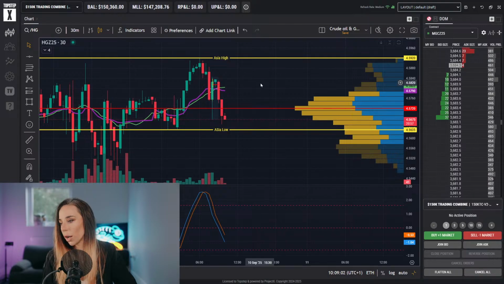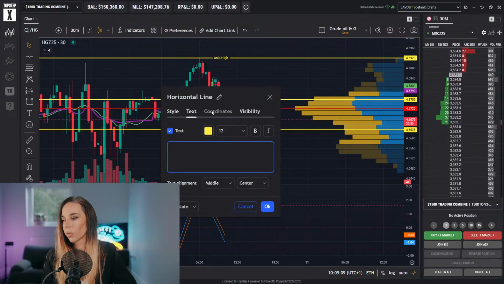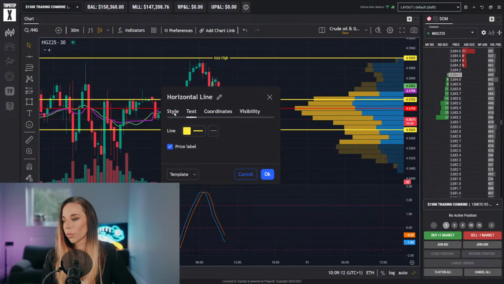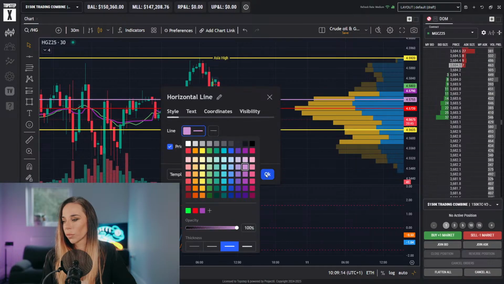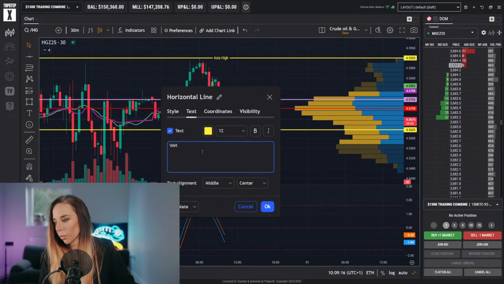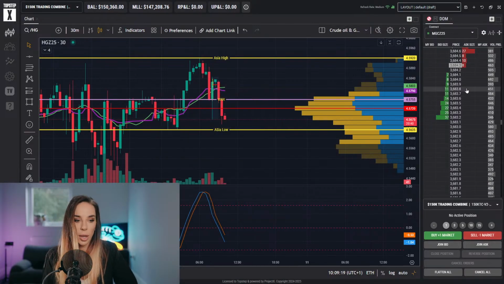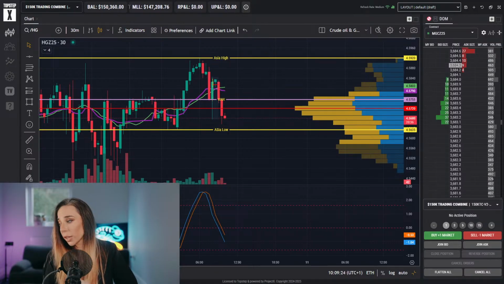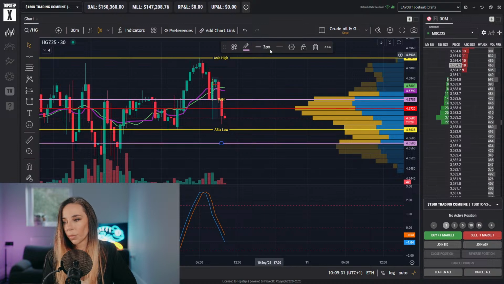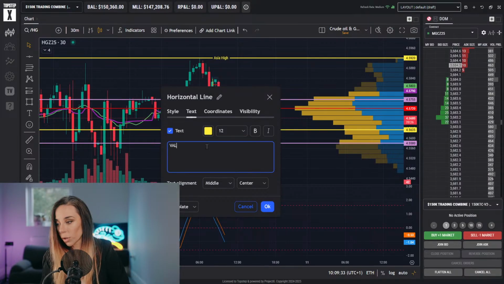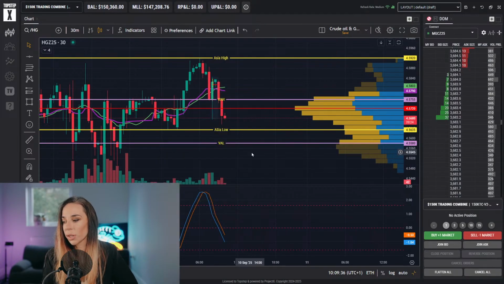457.55 is the value high. And then we have 455.80 for the value low. Now, these are not to be used as support and resistance.